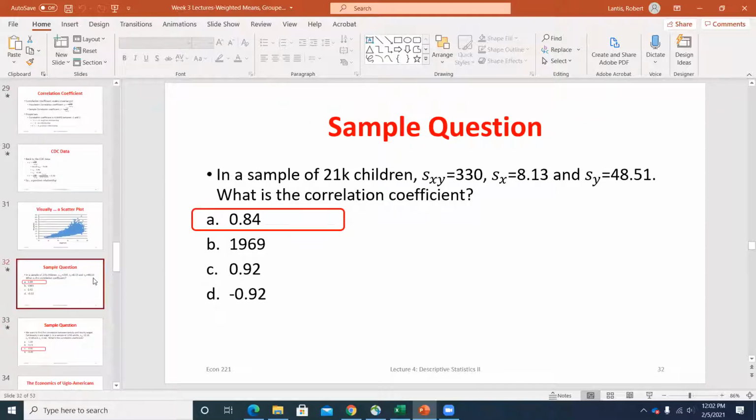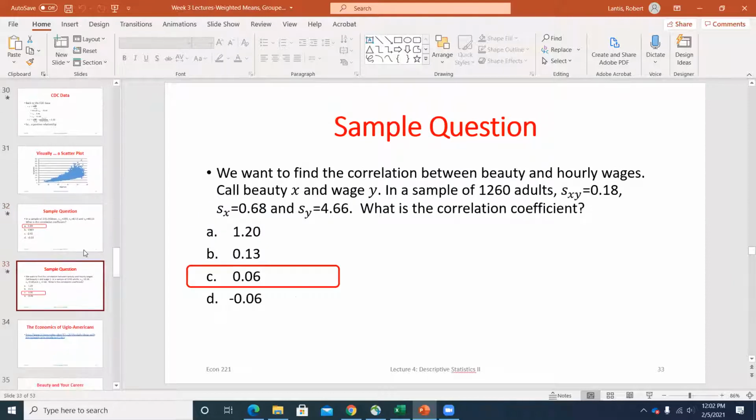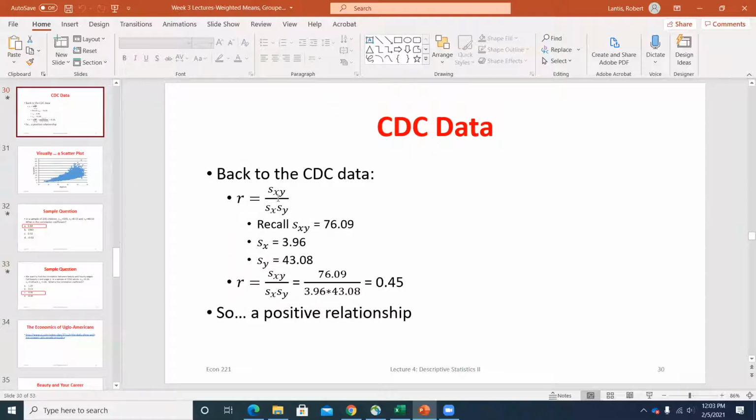So I had a couple sample questions here that we didn't go over, but I said they're good additional practice. It should be pretty easy. Once I give you a covariance and I give you the two standard deviations, it's just a matter of plugging them into that correlation coefficient equation. Okay.